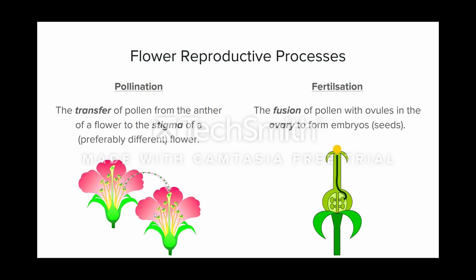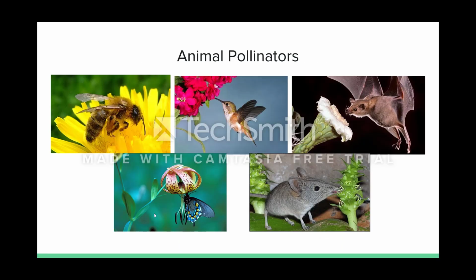Do not confuse that with fertilization. That's the joining of the pollen to the ovule, to the egg. It happens in the ovary, that will form an embryo, and that leads to the development of the seed. Pests that get in the way of pollination are problematic for everything in a habitat. Just saying. Okay, animal pollinators.